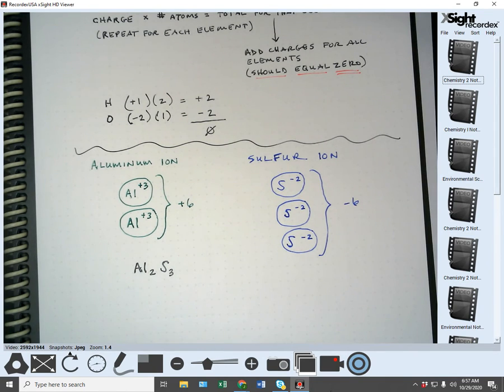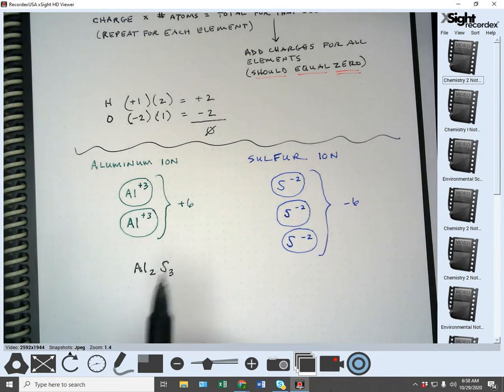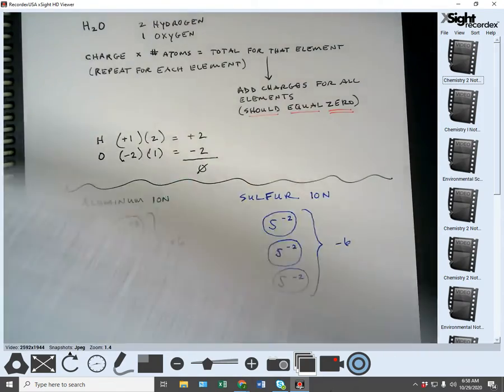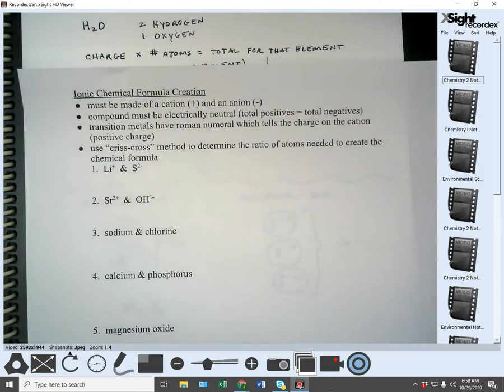Now, that's the concept behind how ionic compounds form. Now, here's the nice thing is you don't have to think through this concept every single time. There's sort of a trick method that we use to help us figure out the ratio of each of these to each other that's much faster. Okay, and that's called the crisscross method. So we use, and it says this in our notes, we use the crisscross method to determine the ratio of atoms needed to create the chemical formula.